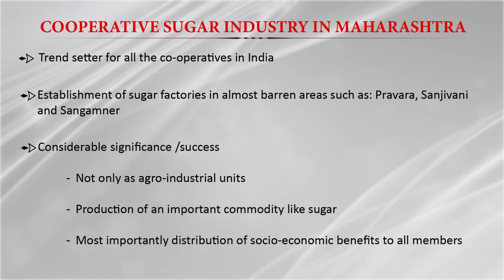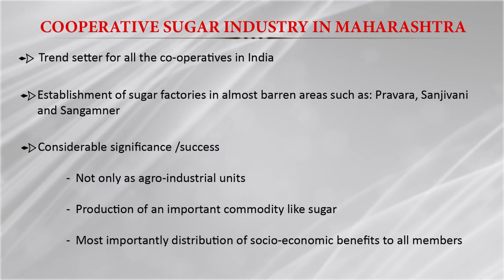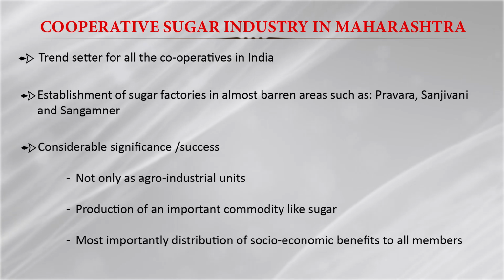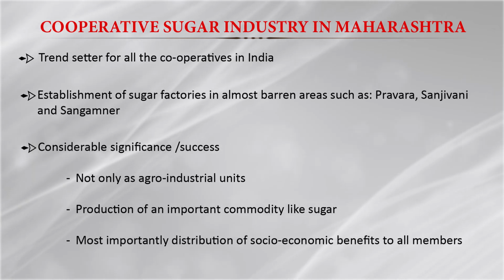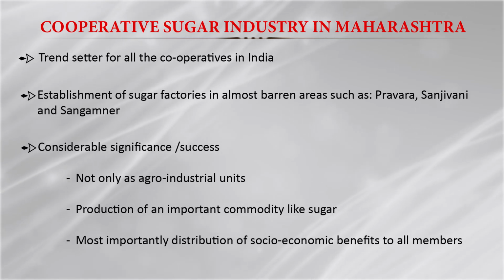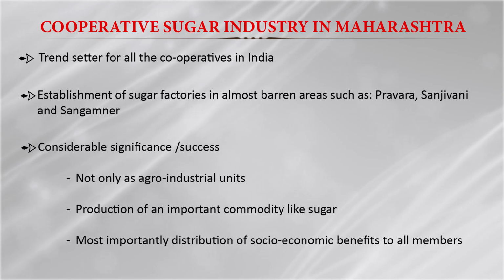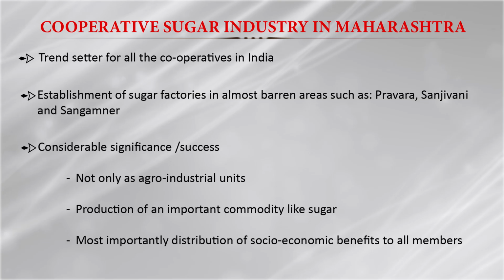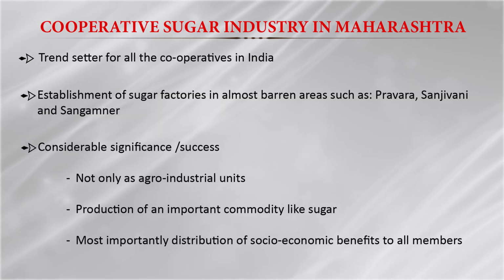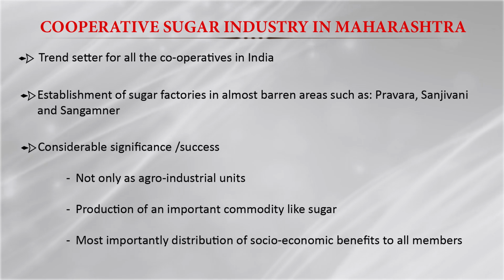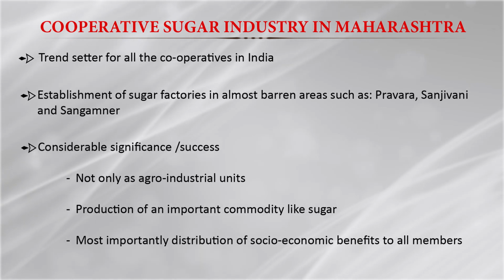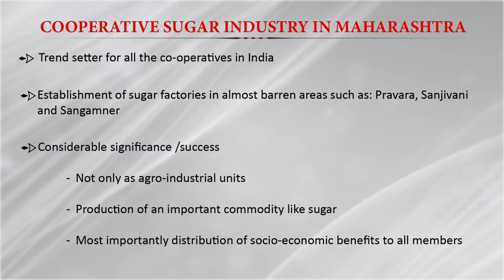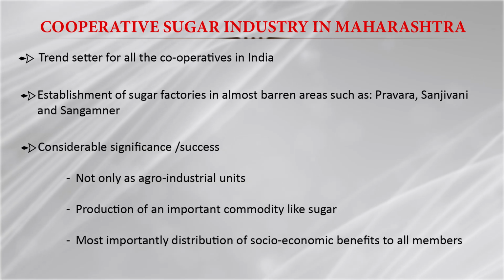The most important thing about the Maharashtra cooperative movement is that it disbursed socio-economic benefits to the farmers. It transferred economic power to the farmers and improved their social status. That's why the Maharashtra cooperative movement is a good experiment for agro-based industry, for producing a very important consumption item, and it also transformed the socio-economic condition of rural people in Maharashtra.